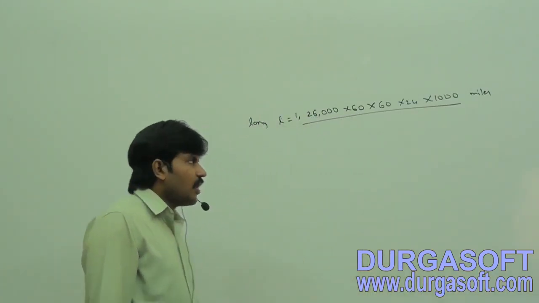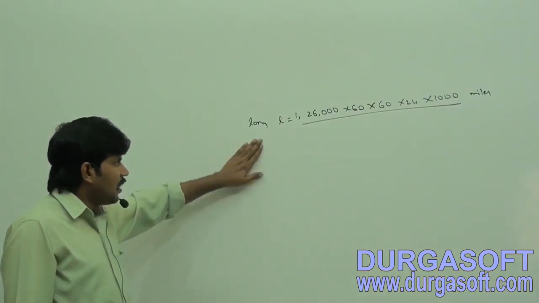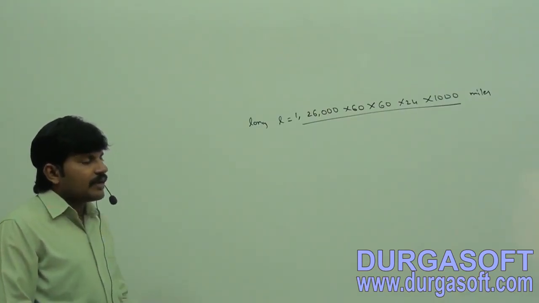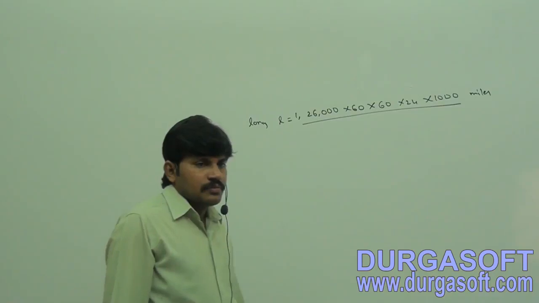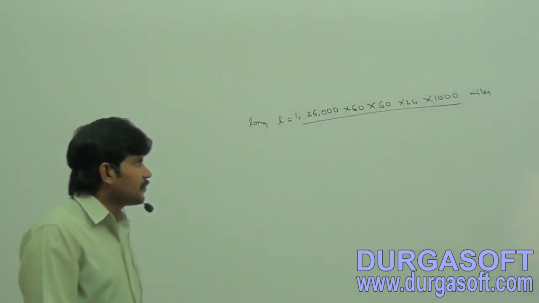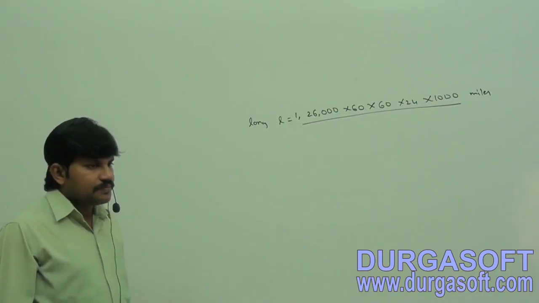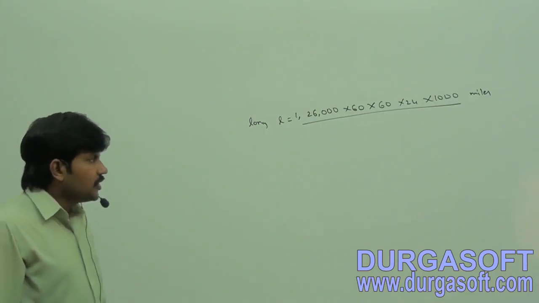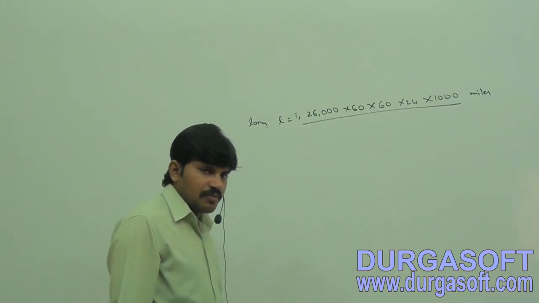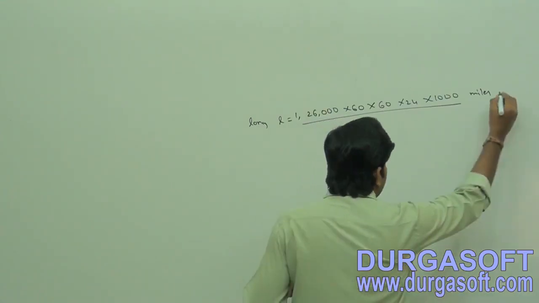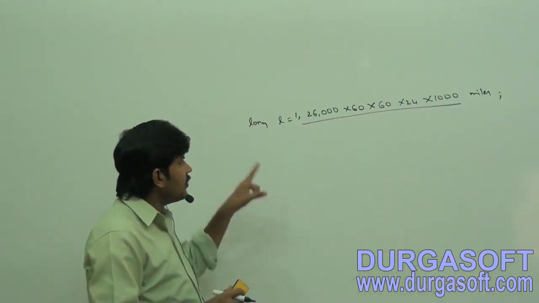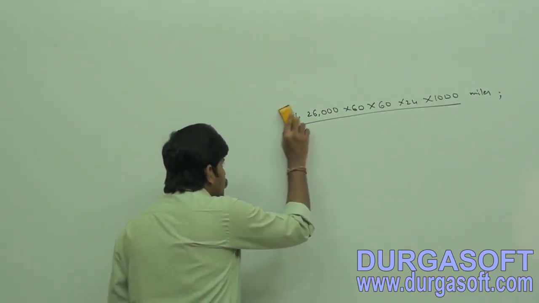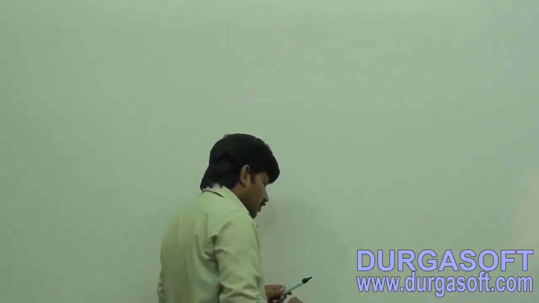Long data type. Example: long l = 1,26,000 * 60 * 24 * 1000 miles. Are you getting it? It's not a Java line, but the actual value is like that. Next, example 2.